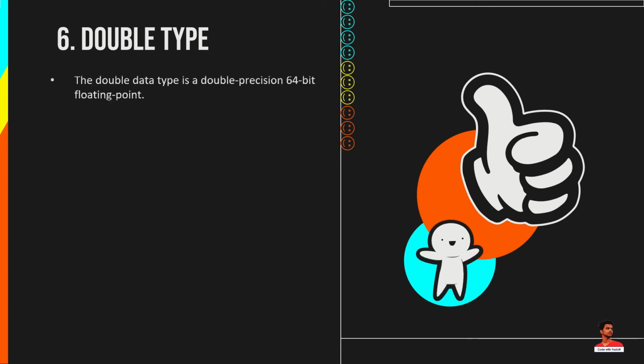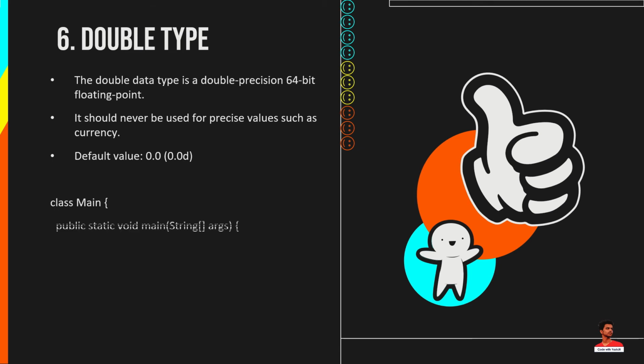The double data type is a double precision 64-bit floating point. It should never be used for precise values such as currency. Its default value is 0.0. Here we have an example.